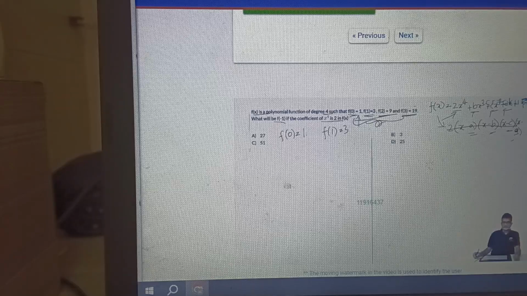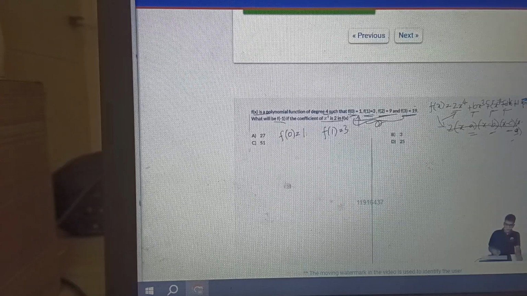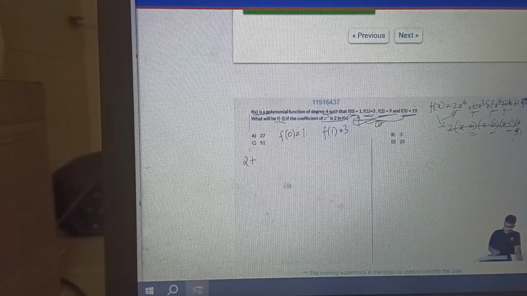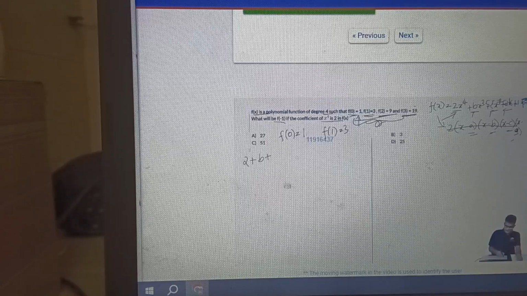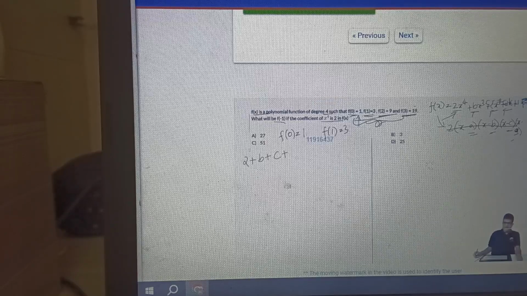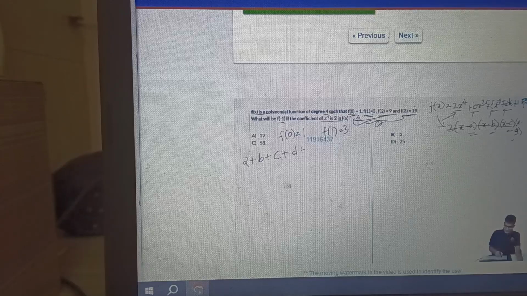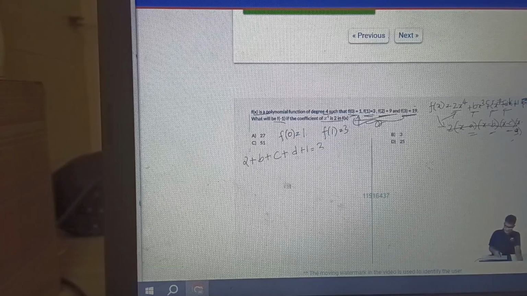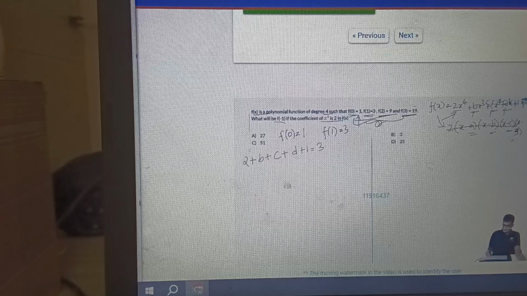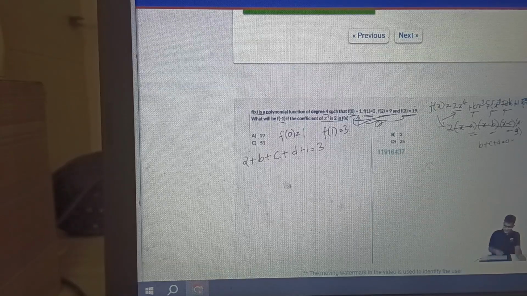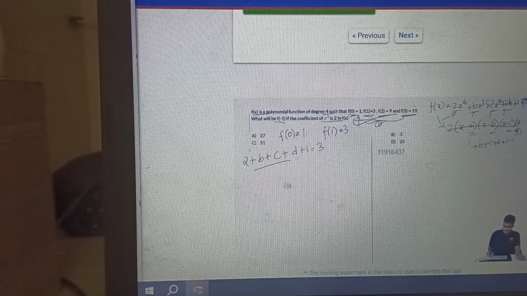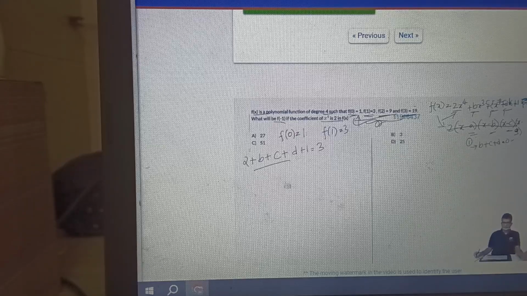If f of 1 is equal to 3 and you substitute the value of x to be equal to 1, 2 into x to the power 4 will become equal to 2, plus b into x cube will become equal to b, plus c into x square will become equal to c, plus d into x will be d, plus 1 is equal to 3. Or this would imply that b plus c plus d is equal to 0. This is the first equation that we are going to get by using the information that is given to us.